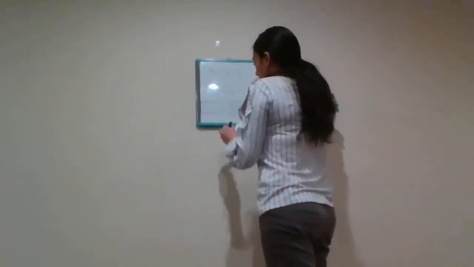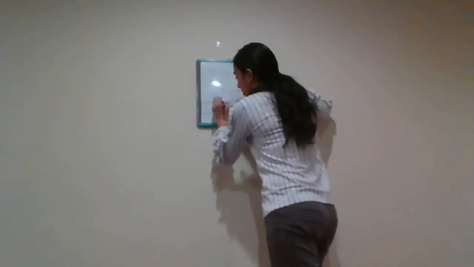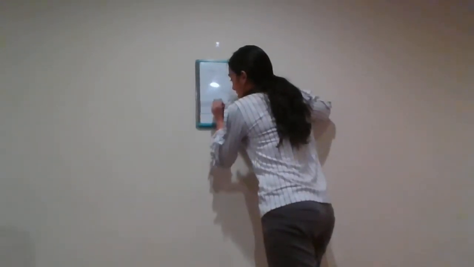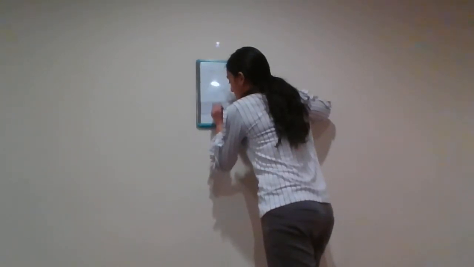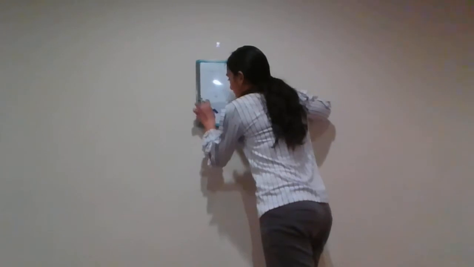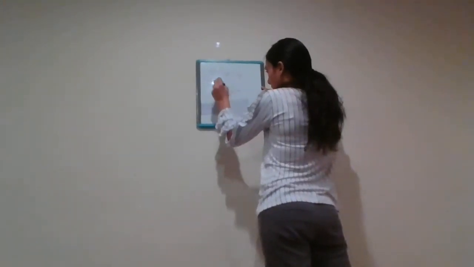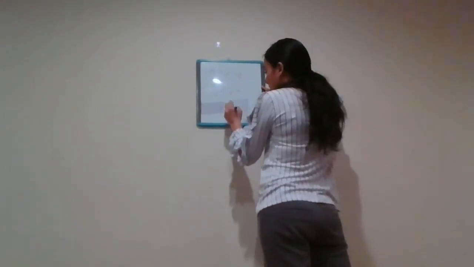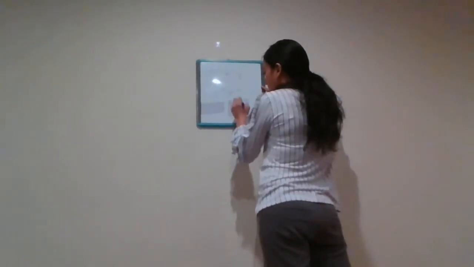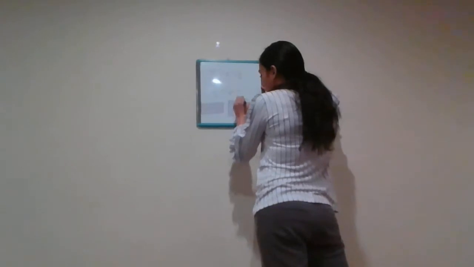Well, we split this up horizontally into 9 parts like it is here. 1, 2, 3, 4, 5, 6, 7, 8, 9. Okay, and now since we're dealing with 6 here, we split this up vertically into 6 parts. 1, 2, 3, 4, 5, 6.